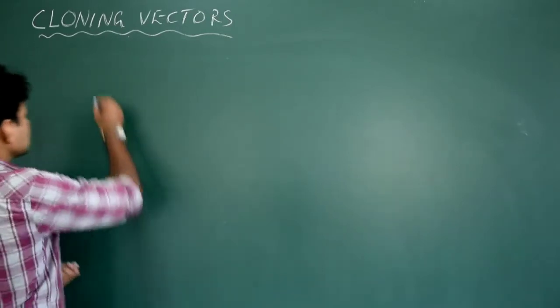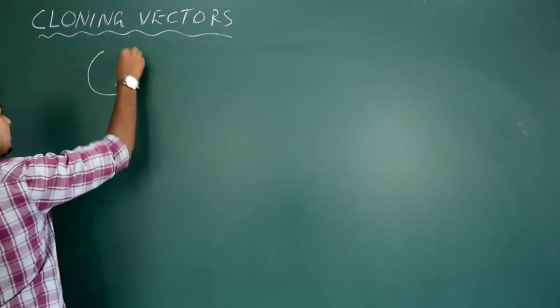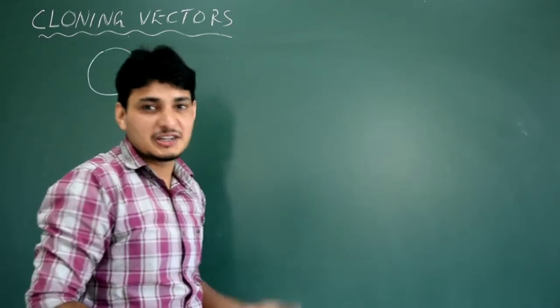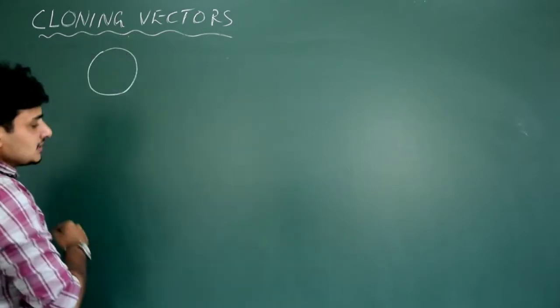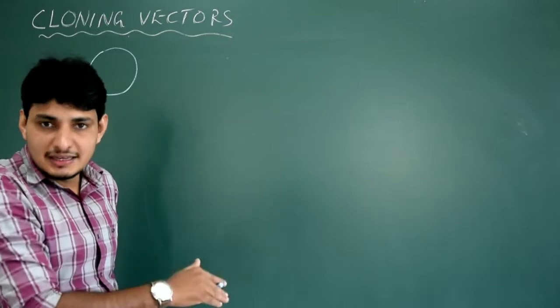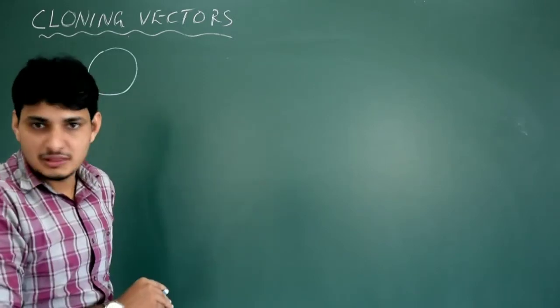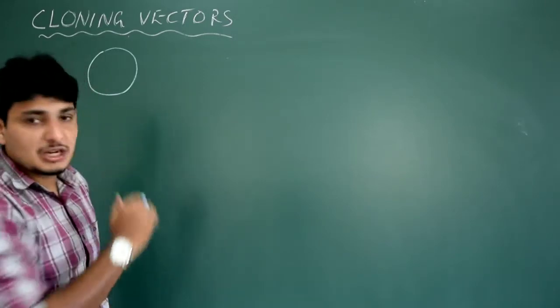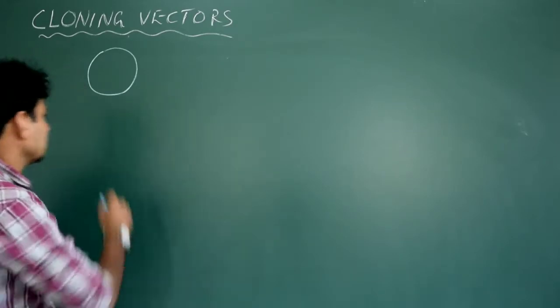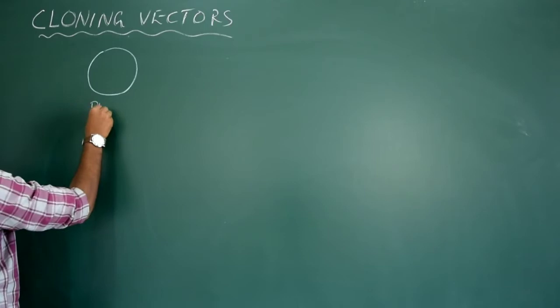So here let me just write the structure of the cloning vector. A good example for a cloning vector is plasmid. Simple, right? You know about the plasmid. Plasmid is a type of autonomously replicating extrachromosomal DNA present in bacteria. You will not see this particular plasmid in any other living organism, only in bacteria, correct?